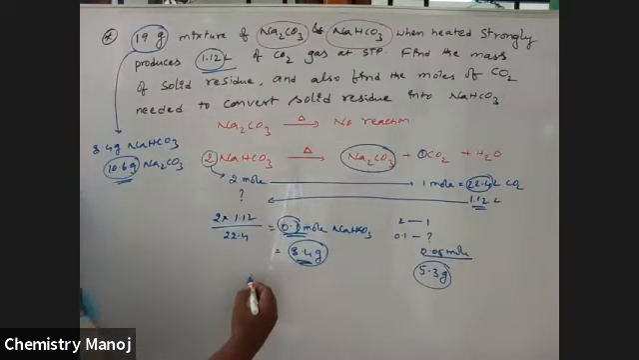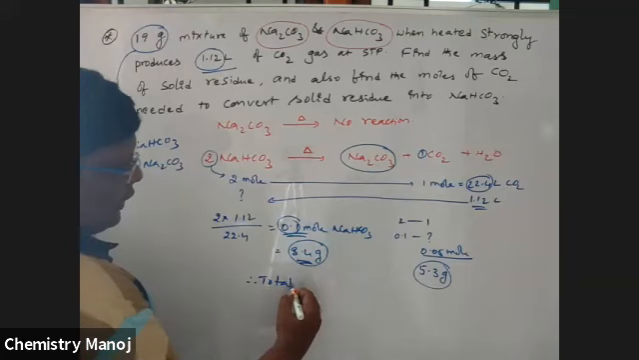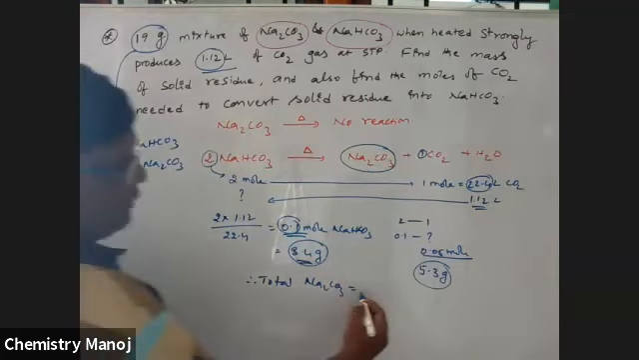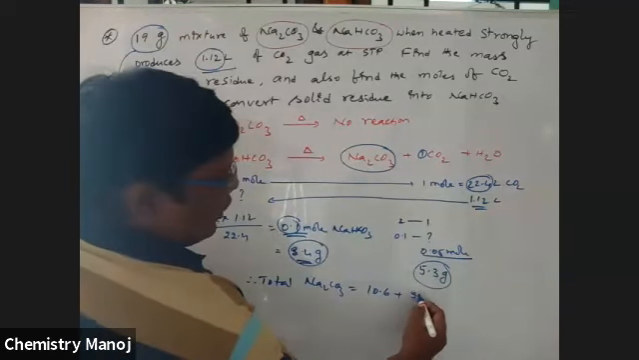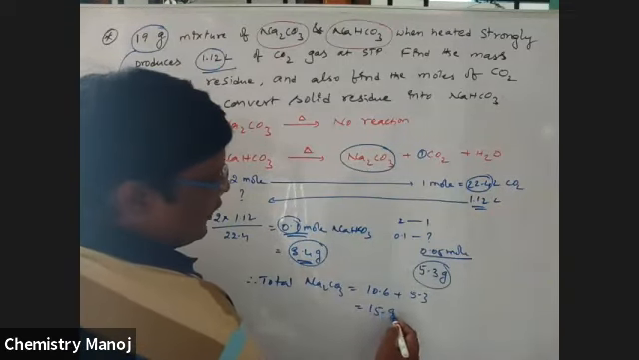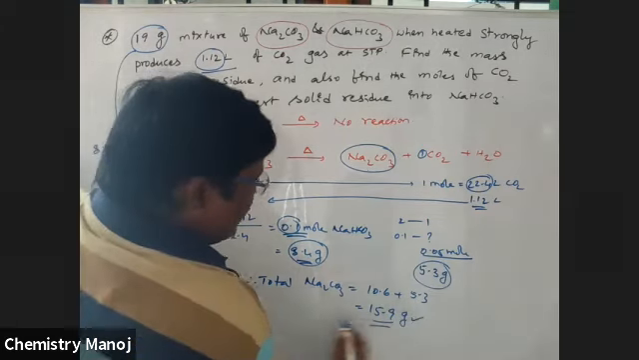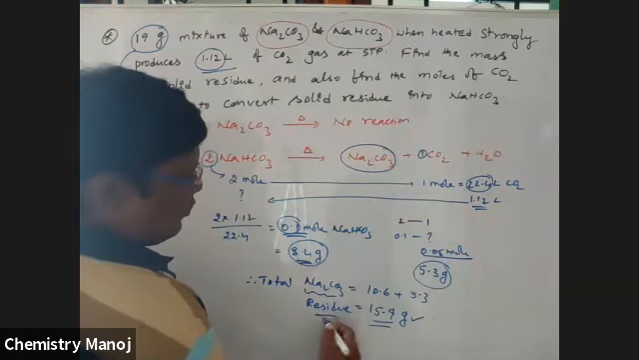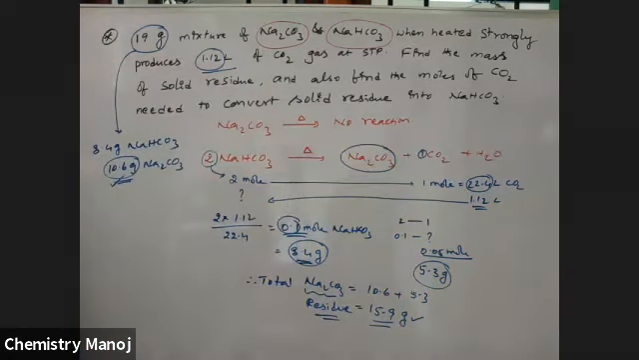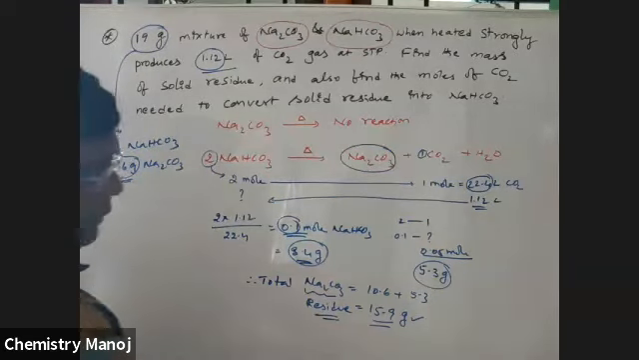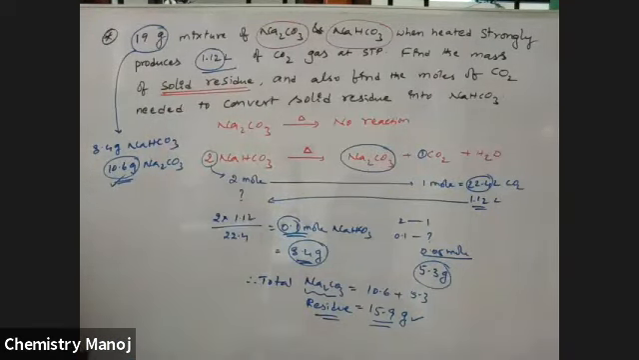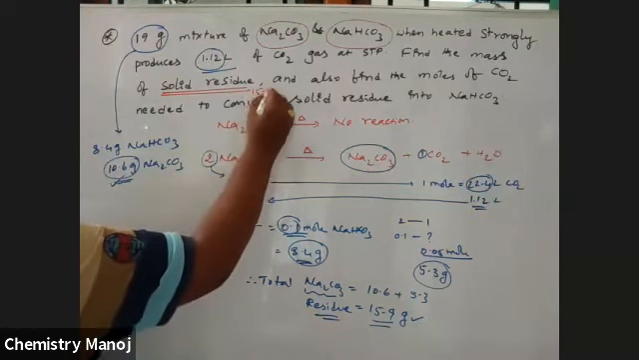Now total Na2CO3 is this unreacted one plus this formed one. That is 15.9 grams. This Na2CO3 is nothing but the residue, and that is the residue value. So 15.9 grams is formed. That is the first question: how much solid residue is formed. 15.9 grams.